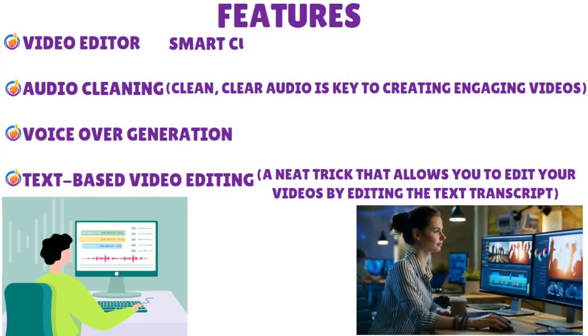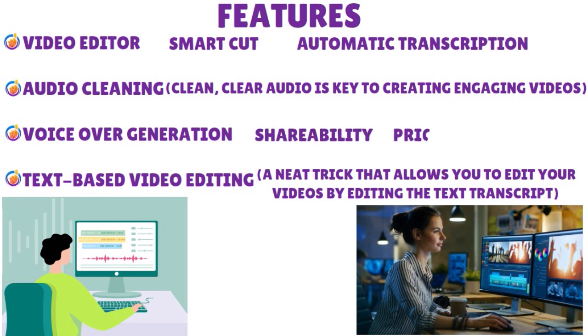Another feature that we love with Kapwing is automatic. So you have smart cut, you have automatic transcription, you have shareability, and you have also the pricing. So when we talk about smart cut, this is basically a feature that automatically detects and removes silences in your videos. So what happens here is that you can save time by not having to search for those silences and edit them yourself. This could be super useful in an interview, for example, when the interviewee is silent while considering their answer.